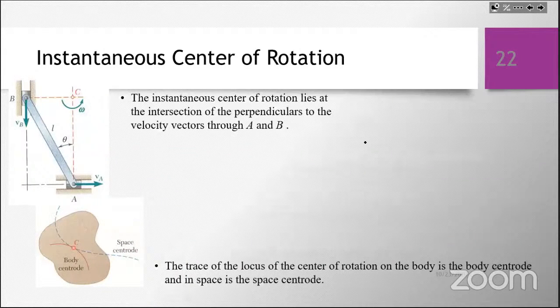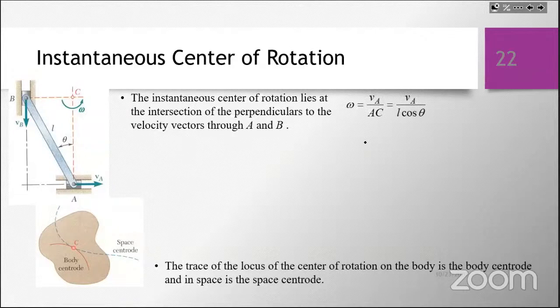So here's our slider again. The instantaneous center of rotation lies at the intersection of the perpendiculars, right? So hey, this is going straight down, perpendicular gets me here. This one comes up. Hey, that's where it intersects. Look, you can figure out what theta is. You have enough to use this triangle to figure out what your distances are, right? And then you can use that to figure out either omega or one of your velocities.